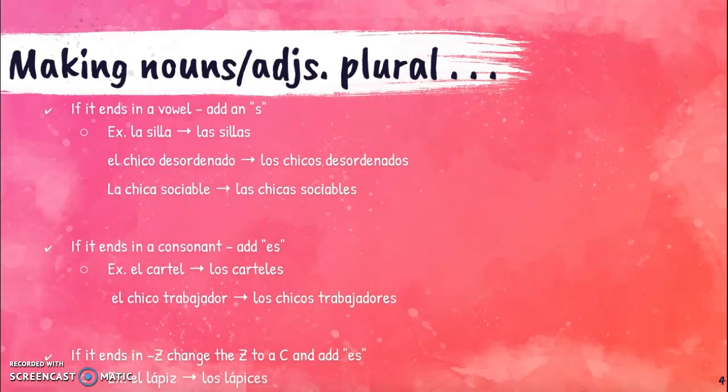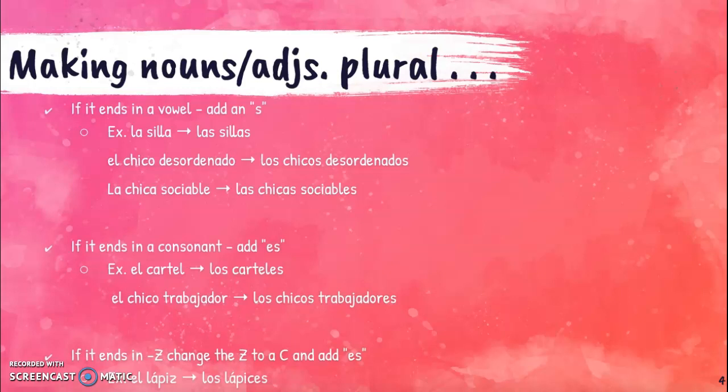The first one: if the noun or the adjective ends in a vowel, so A, E, I, O, or U, you are going to add the letter S to the end. I then provide 3 different examples for you. Looking at the first one, we were just talking about the noun. So we have la silla, or the chair. We are now going to say las sillas. Since it ends in an A, which is a vowel, all we need to do is add an S to the end.